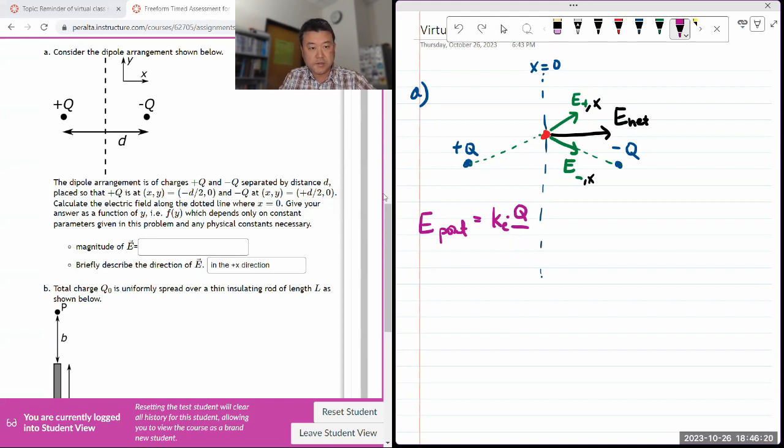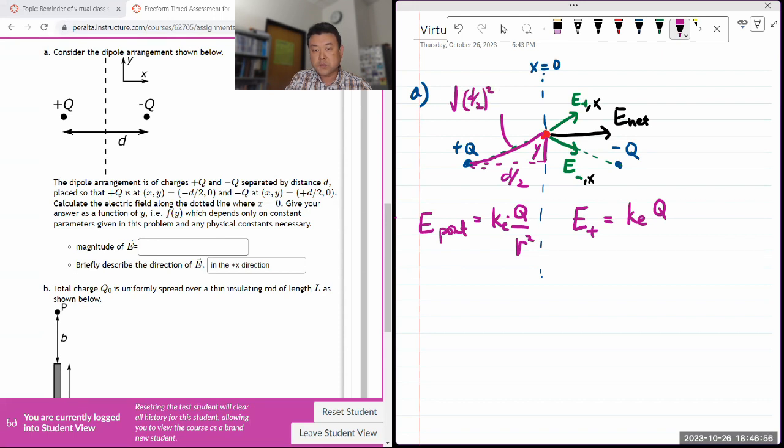Let me not use D because that's already there. Divided by distance squared. So for the contribution from the positive charge, I know that its magnitude will be Ke plus Q, divided by, now I have to work out the distance. So this is d over 2. This being the representative point with the coordinate y tells me this leg here should be y. That allows me to calculate this hypotenuse, which is going to be the square root of the sum of the squares of the legs there. So I'm gonna take the hypotenuse, square it, so the square root will go away. So for magnitude, it'll be (d over 2) squared plus y squared.